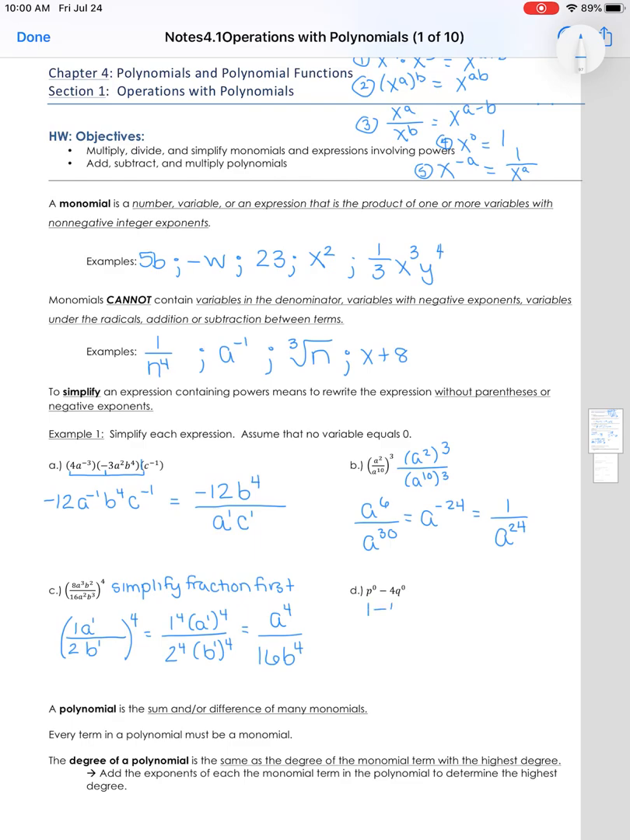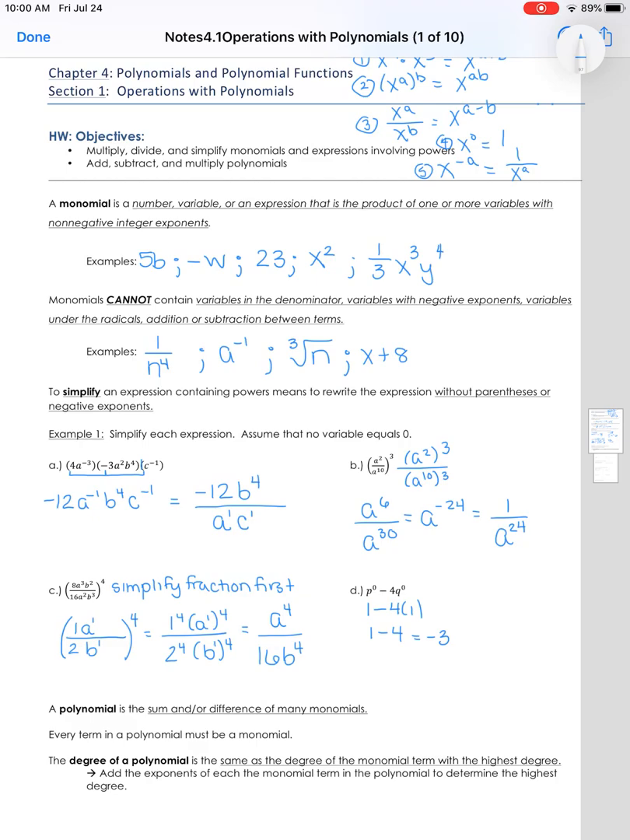Then you only have 1 to the fourth, a to the first to the fourth, 2 to the fourth, and b to the first to the fourth to simplify. So that gets us 1 to the fourth is 1. That's a to the fourth over 16b to the fourth, and that's your final answer.